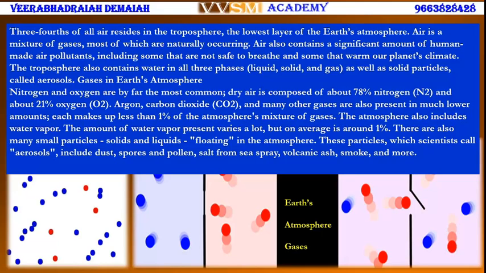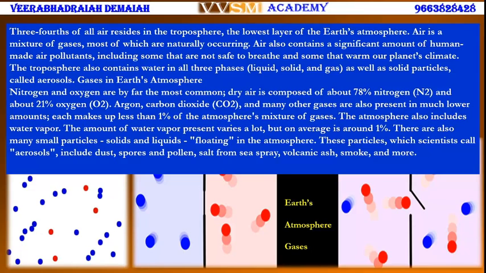Three-quarters of all air resides in the troposphere, the lowest layer of the Earth's atmosphere. Air is a mixture of gases, as we know, most of which are naturally occurring. Air also contains a significant amount of human-made air pollutants, including some that are not safe to breathe, and some that trap the warmth of the planet's climate. The troposphere also contains water in all three phases: solid, liquid, and gas, as well as solid particles called aerosols. Among the gases in Earth's atmosphere, nitrogen and oxygen are by far the most common. Dry air is composed of about 78% nitrogen and about 21% oxygen by volume. Argon, carbon dioxide, and many other gases are also present in much lower amounts. Each makes up less than 1% of the atmospheric mixture of gases.